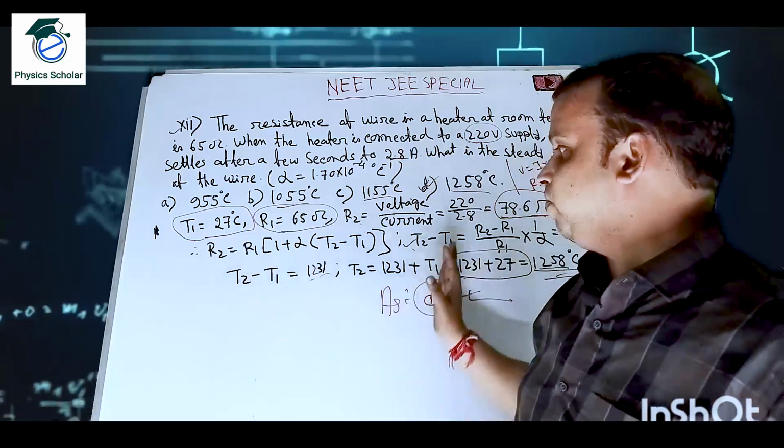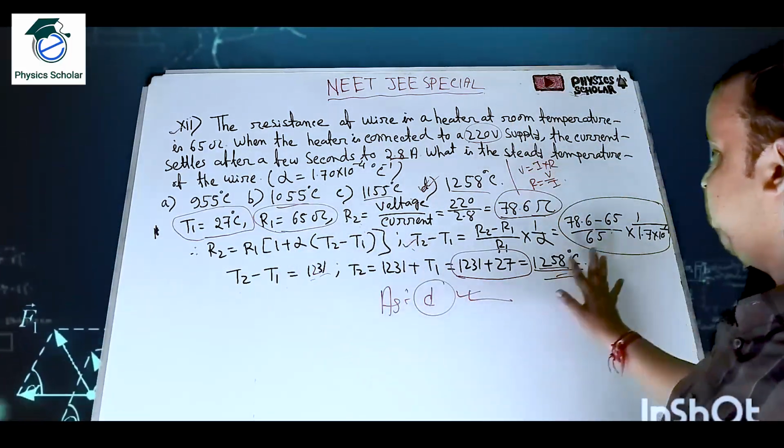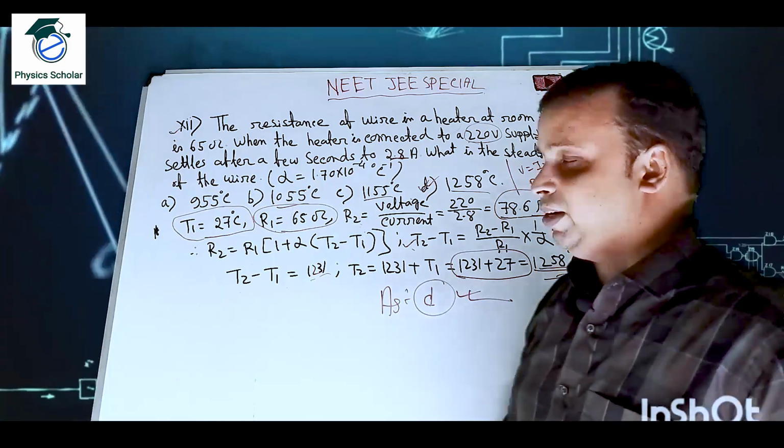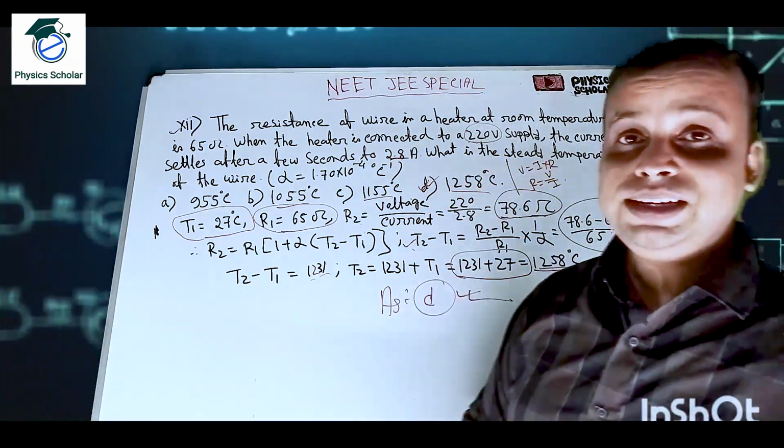All the values are known. Clear? Now we have to find the value of T2. Only the calculation from here. So it is coming 1258 degree centigrade. So option number D is correct.